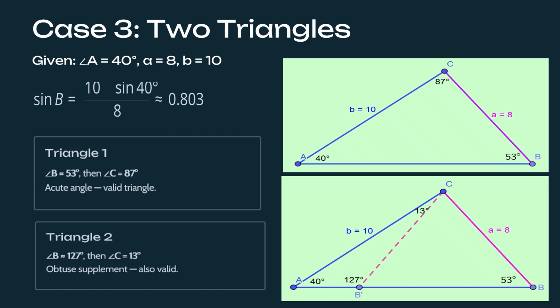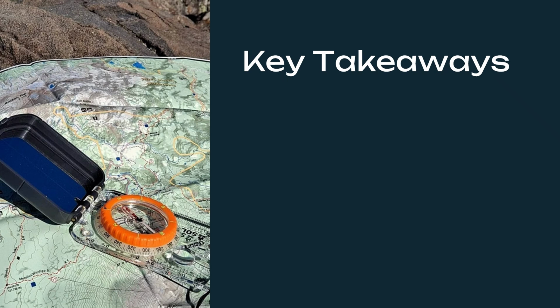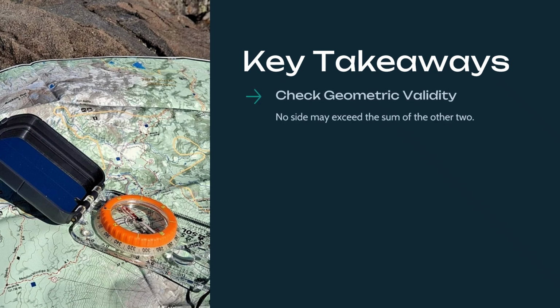We've explored all three cases of SSA triangles. Now let's wrap up with the key takeaways. First, always check geometric validity. Remember, no side of a triangle can be longer than the sum of the other two. If it is, the triangle simply doesn't exist.